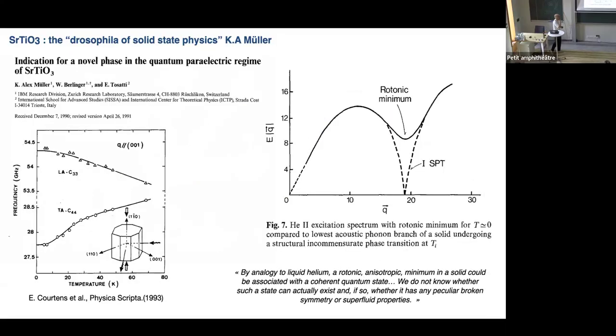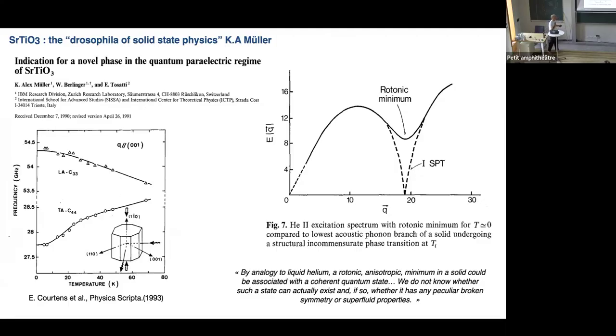But there is another ingredient that has been discussed in the literature, which is the fact that at low temperature in this quantum paraelectric phase, there are elastic anomalies. And the first evidence was actually reported by Courtens here, where he measured the acoustic mode. Okay, so this is a C44 elastic mode, but it doesn't really matter.